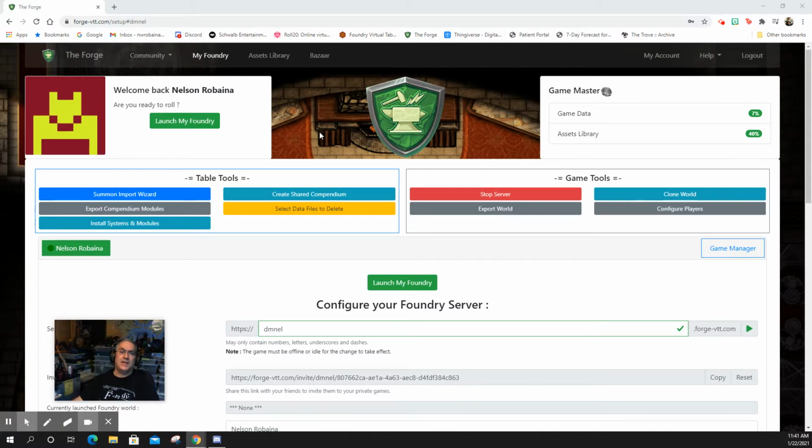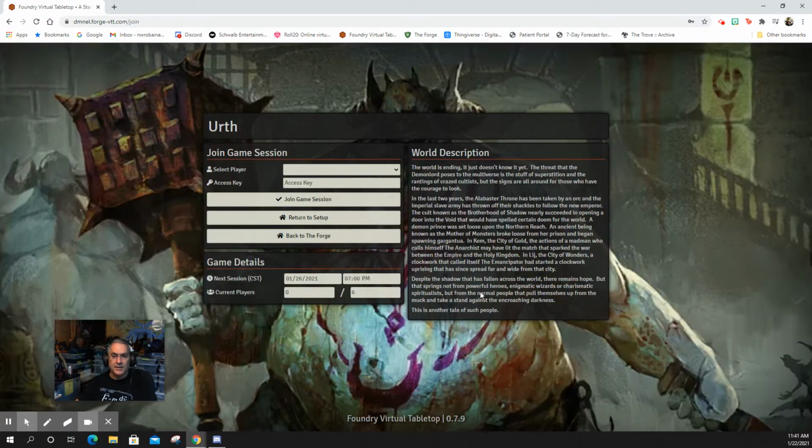So at any rate, this is the launch platform, and to get to my campaign, I just go to launch my Foundry. So click that button there, and that takes me to this page. This page has my world description, and it also has the date that I'm playing next, and my number of players, which actually, I only have 4 players. I also have a test token, and I set myself up as a player in order to be able to test some things out as a player. So it says 6 here, but I actually only have 4.